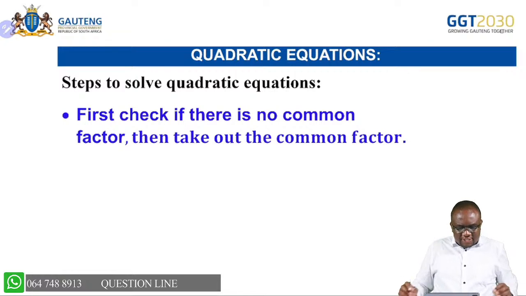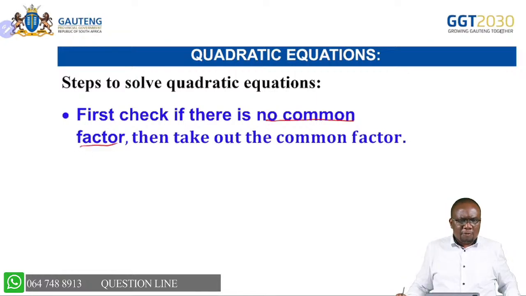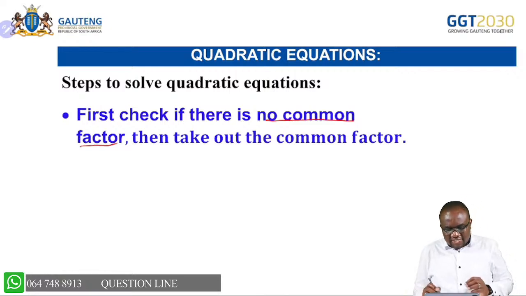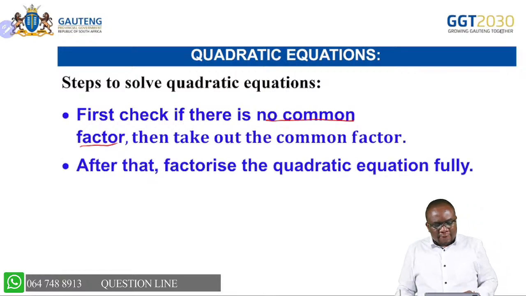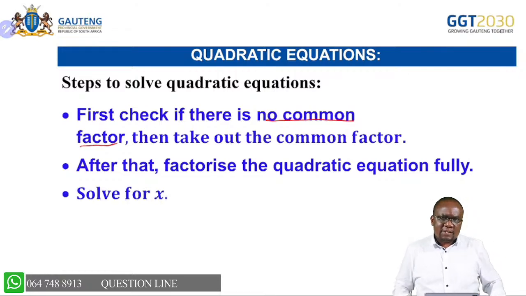Now, first check if there's a common factor, the highest common factor. Then take out the common factor if it is there. Don't forget that. And then after that, factorize the quadratic expression fully. And then you solve for x.